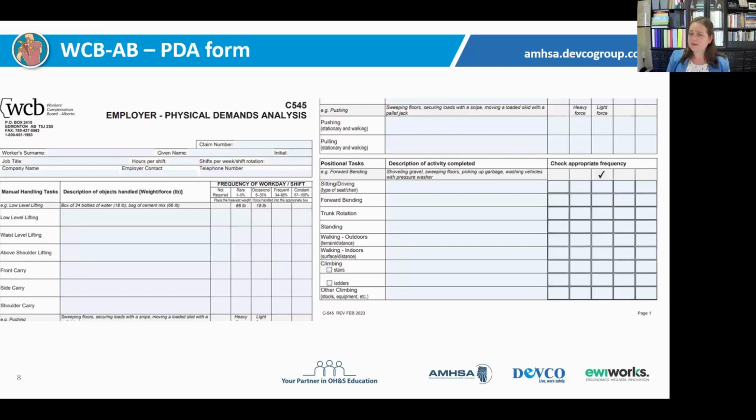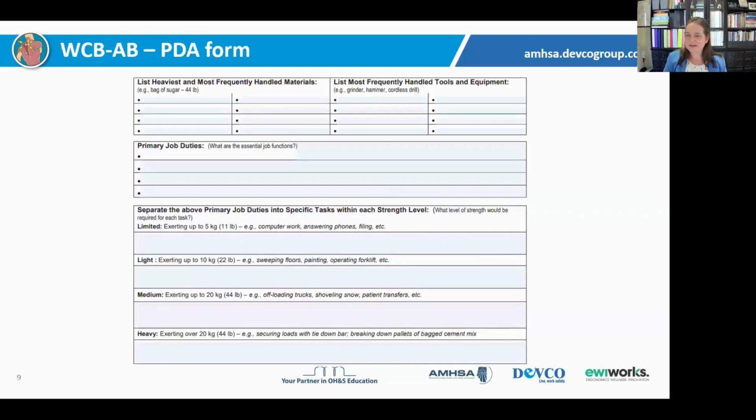So physical demands assessments and analyses often look at mobility. They look at strength, so manual handling demands. They also look at mobility and positional tasks. So are you climbing up and down stairs? Are you climbing a vertical ladder? Are you climbing inside? Are you climbing outside? If you're doing things outside, you need to consider all of those environmental variables that we also see.